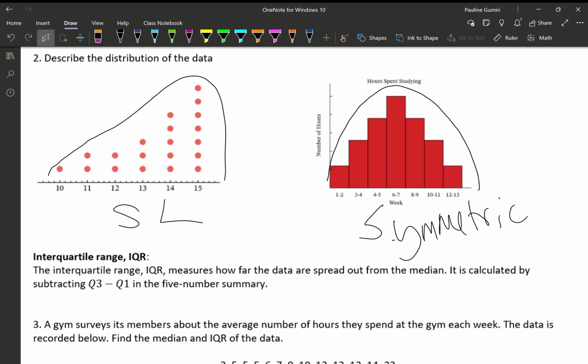All right, now, another thing that we have to use to understand our data is spread. And one of the spreads that we do is called interquartile range, shortened to IQR. So the interquartile range measures how far the data is spread from the median. So how far away is the data from the center, all right? So the smaller the interquartile range, the closer together the data is to the median. The bigger the interquartile range, the farther away the data is spread out from the median. So this is our measure of spread. Remember, measure of center is mean and median. Measure of spread is going to be interquartile range and the next thing we talk about.